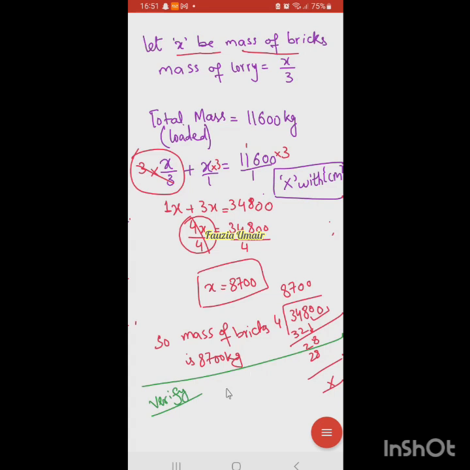कि अगर mass of bricks जो है वो है आपके पास 8700, सॉरी, तो what would be mass of empty lorry? मास ऑफ एम्प्टी लॉरी क्या होगी? 8700 by 3. हमने लिखा था ना, x बाय 3। तो एम्प्टी जो लॉरी है उसका मास कितना है, इससे डिवाइड करें तो 3 2 आर 6, 3 9 2900। What is the mass of empty lorry?